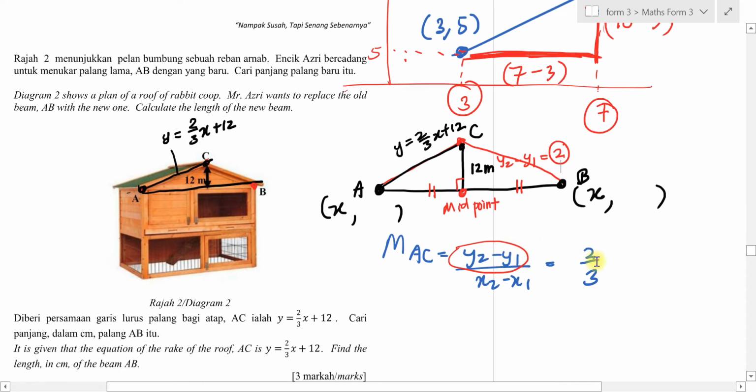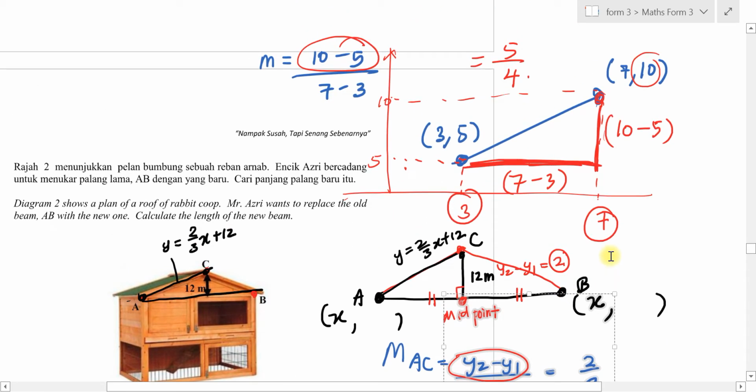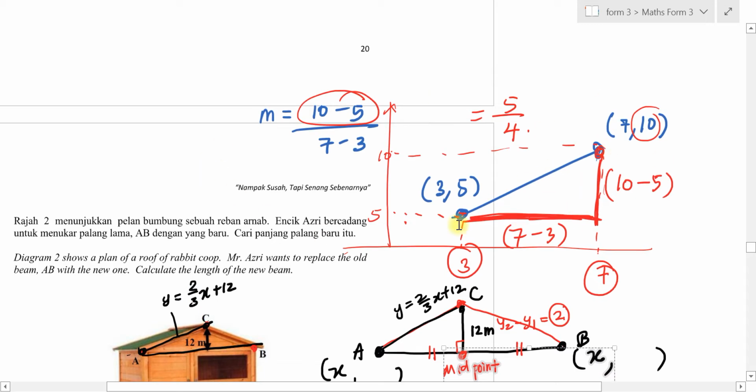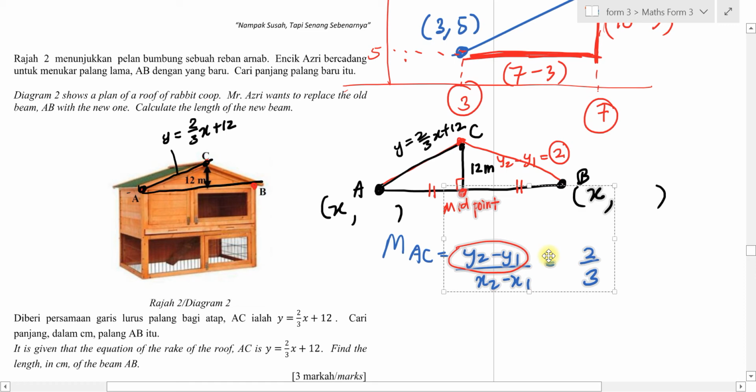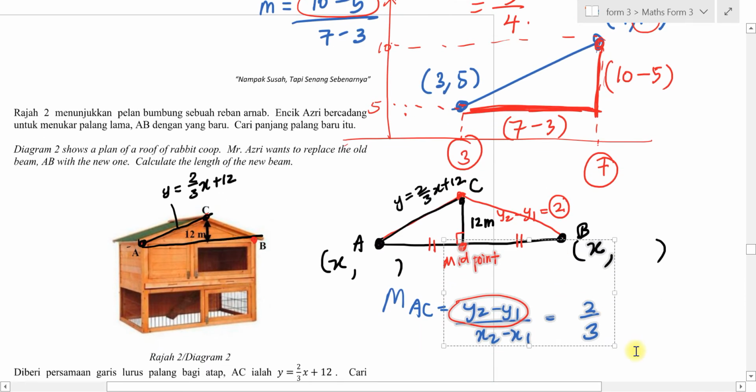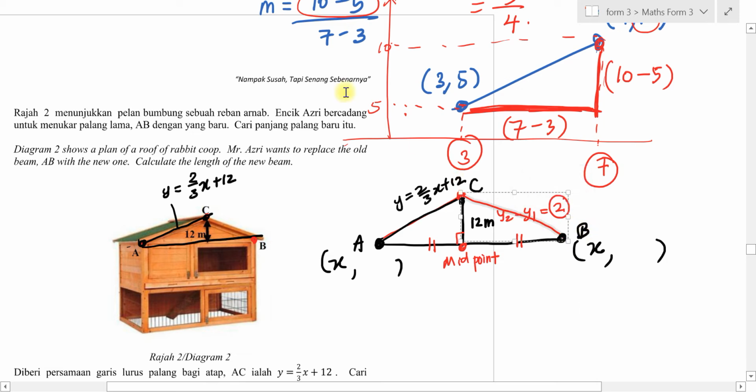Can you understand this part, the gradient part I explained here? Yes, you can understand, right? We're going to apply the same thing here. Let me erase this part. This part is y2 minus y1. This is x2 minus x1, which is equal to 3.